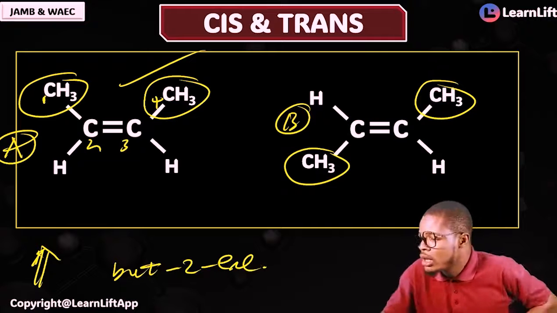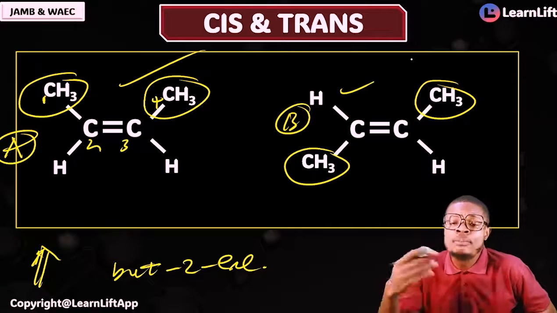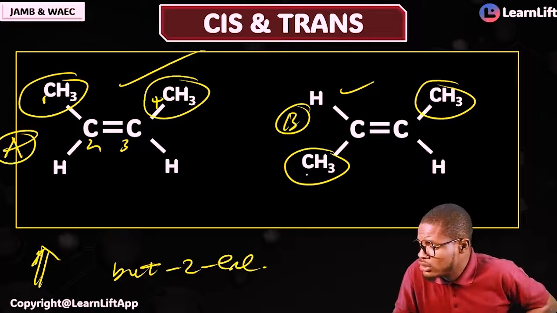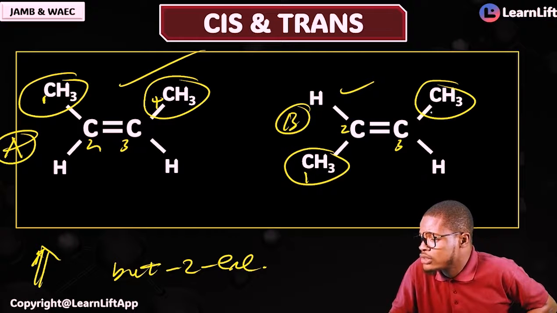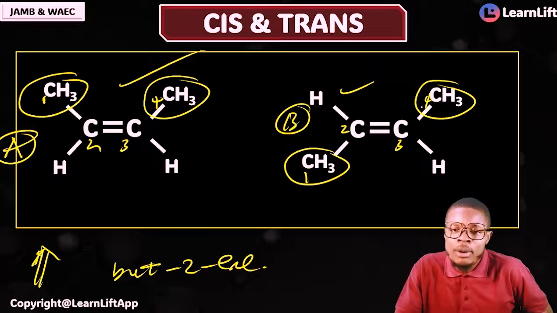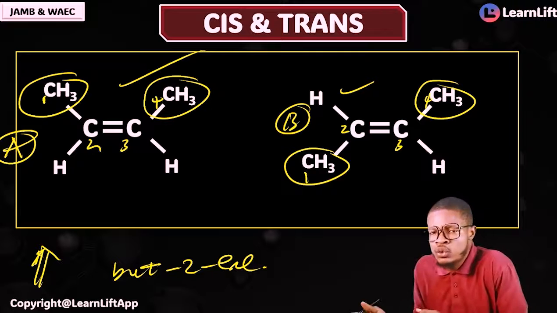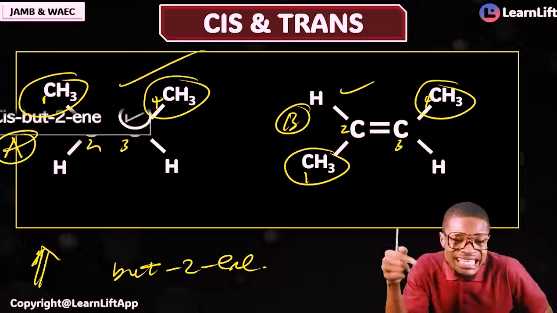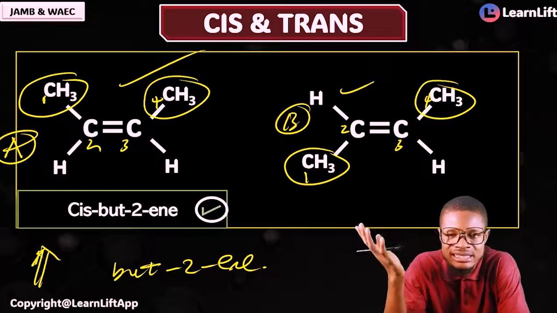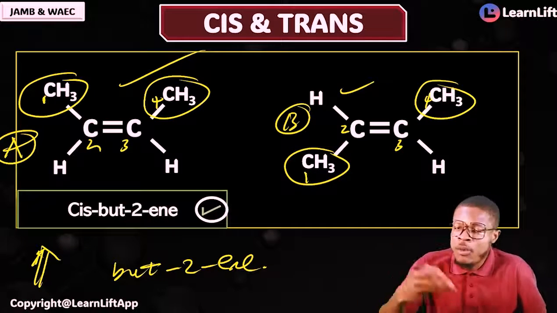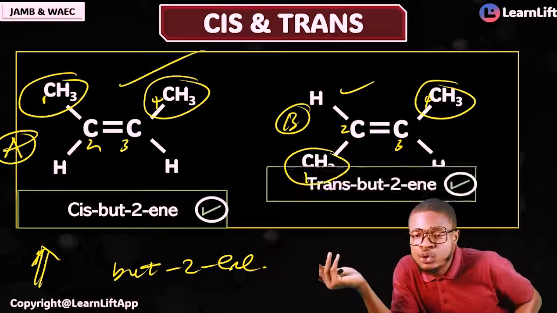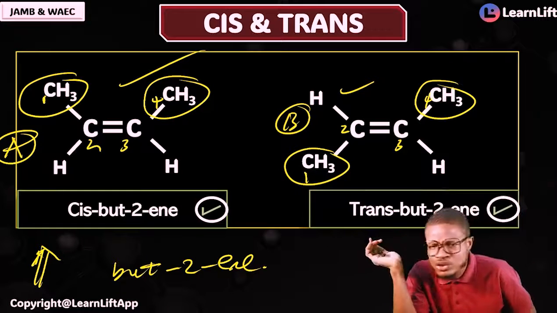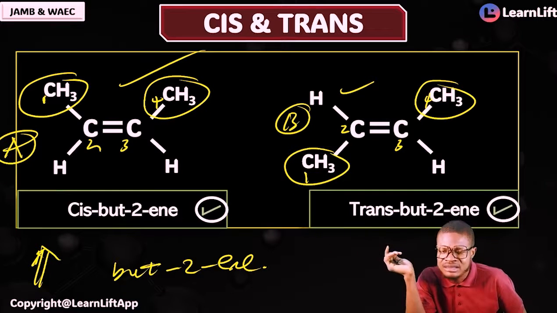What about your B? Your B is also but-2-ene. Count. Here is your 1, here is your 2, here is your 3, here is your 4. But-2-ene. But how do I differentiate but-2-ene from but-2-ene? The first one, that is A, is your what? Same side. That's your cis. Cis-but-2-ene. That's the name. The second one, opposite side. Trans-but-2-ene. That's the name. You're out of there. No stress. Do you get it? Sharp.